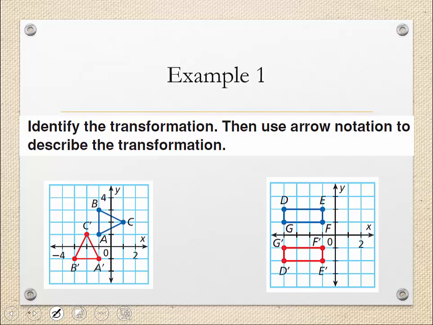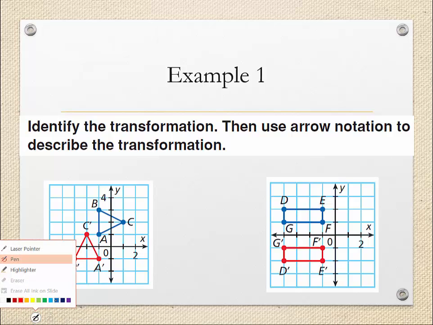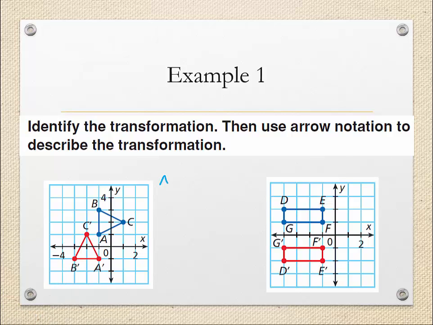So example 1, identify the transformation, then use arrow notation to describe it. So if we look at this first one with these triangles, the blue is our pre-image. That's what we're starting with. So we started with triangle A, B, C. And we want to see what happened. So when I'm looking at this, A just moved down a little bit, C moved over and down, and B moved over. So if I want to identify what this is, I know it's not a slide. This picture didn't all move down in the same direction. So we can cross off a translation being a possibility.